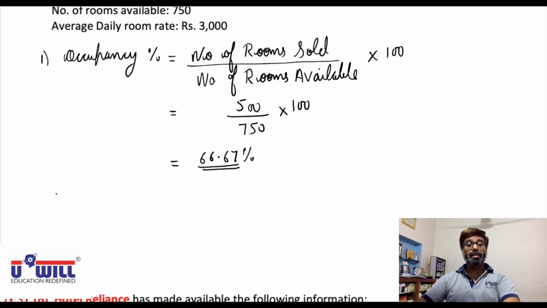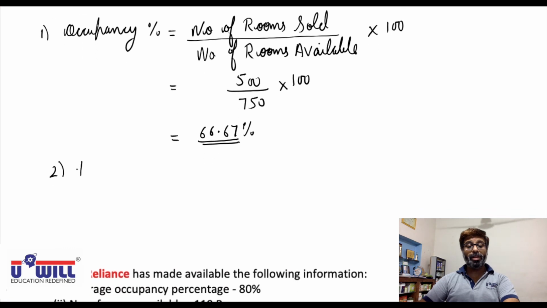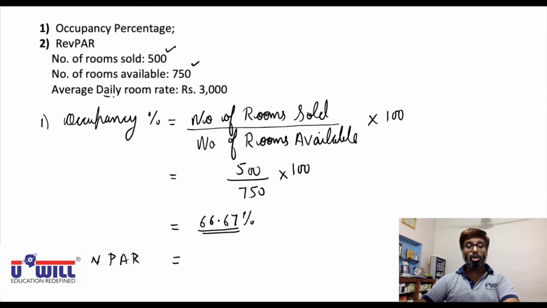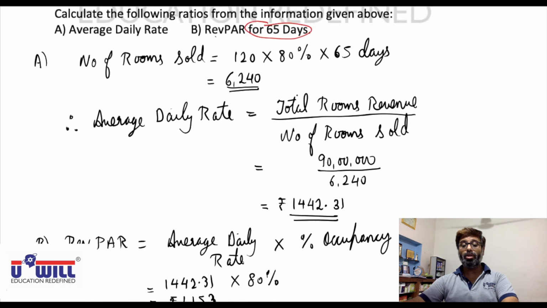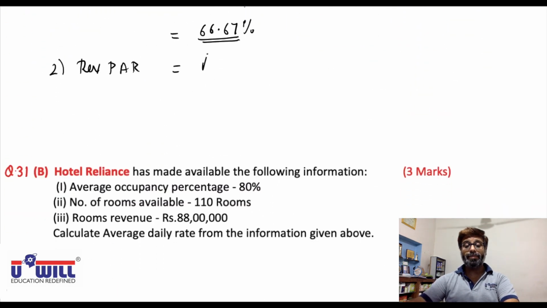And second, what you're asked is revenue per available room. Now, again, average daily room rate is already available and percentage occupancy is available. So again, we will apply this second formula only, okay? So write down average daily rate multiplied by percentage occupancy.